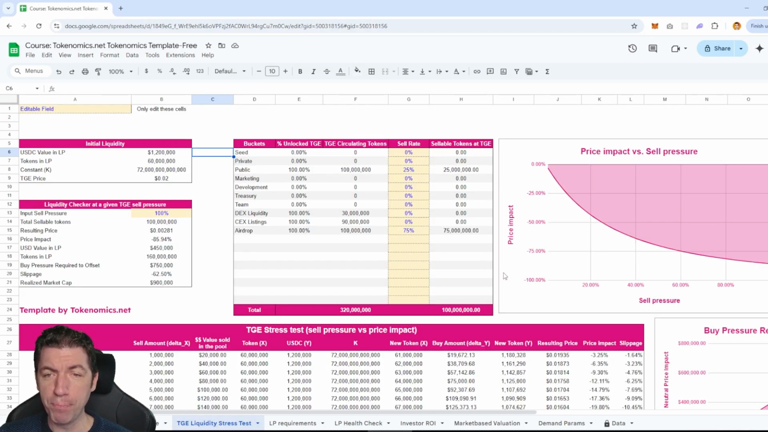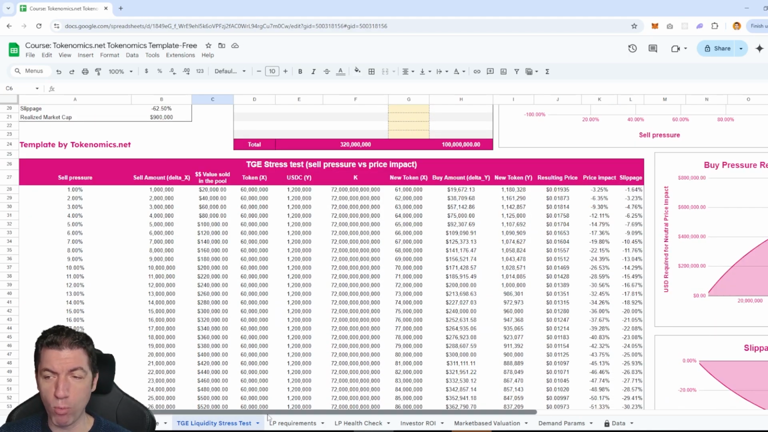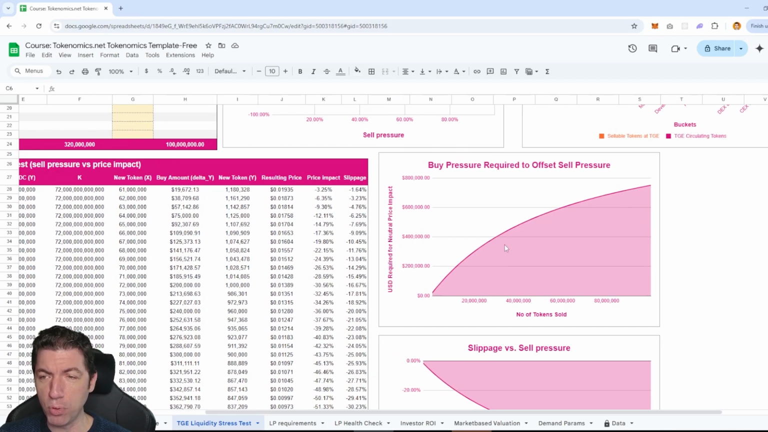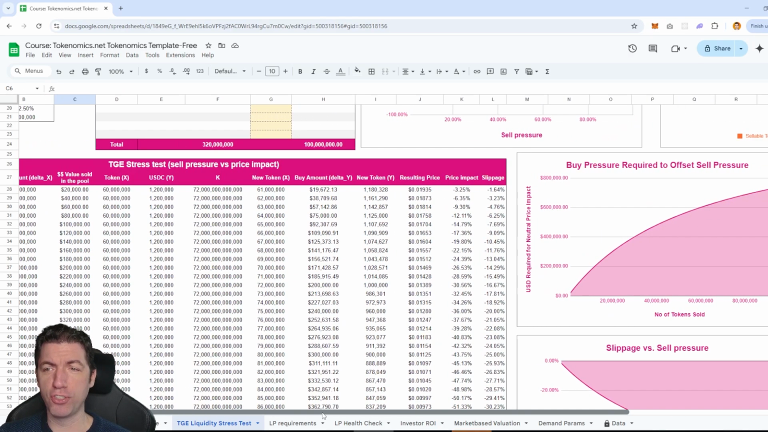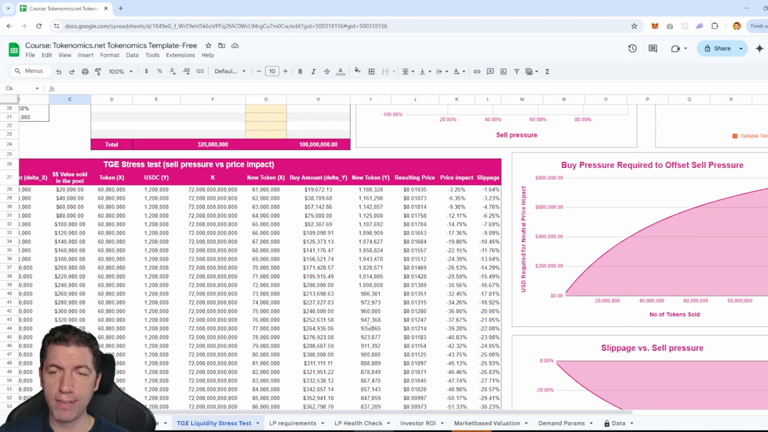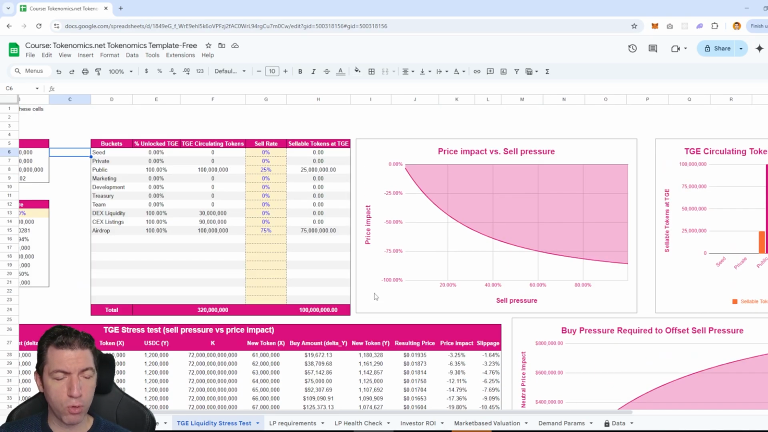Now, if you note here, we're able to absorb even more selling pressure because of how we set up this pool. It's also going to take less buying pressure to overcome some of these tokens that are now able to be sold. And this is also really important.